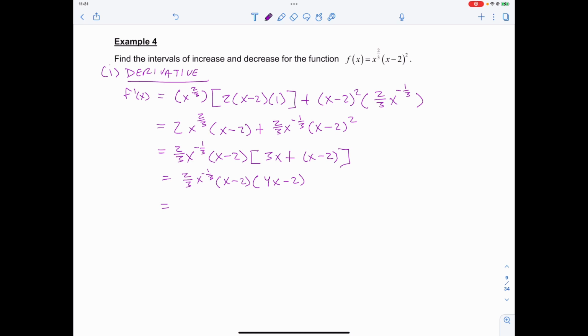And I'm going to pull out the common factor of 2 from that last set to get 2x minus 1. So I have 2 times 2 on the top, so I have 4. I have a x minus 2, and I have a 2x minus 1. In the denominator, I have a 3, and I'm going to move down that x to the negative 1/3 and call that the cube root of x.